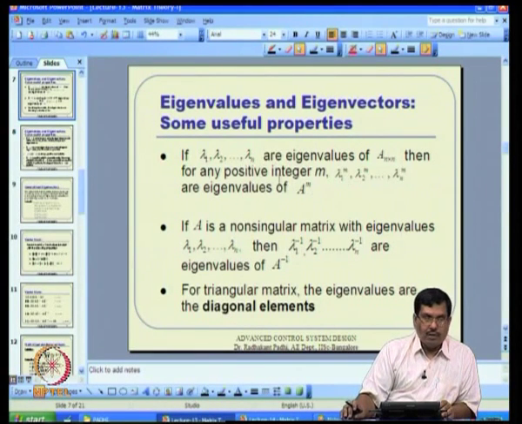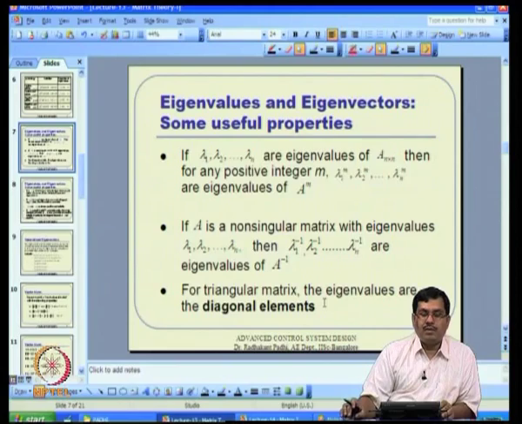So, they are rather easy. Even though the results are very powerful, they are not very difficult to prove at all. Now, the third one: for a triangular matrix, the eigenvalues are the diagonal elements. This is very clear from the definition itself.